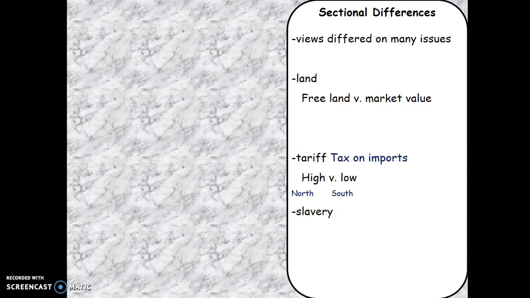The South wants a low tariff. Remember, they're not making any finished products, so they're having to buy those, so they want the lowest price. They don't care where it's from. They don't care if it's from Massachusetts or from Spain. They want what is the cheapest, just like us today. So there's one big difference.